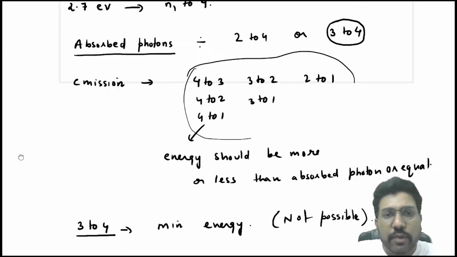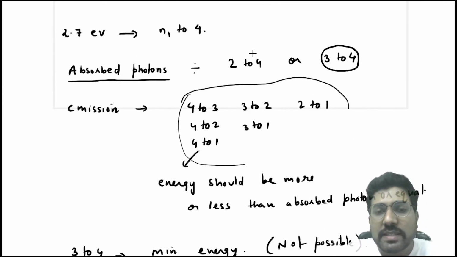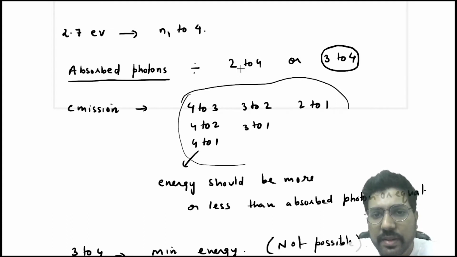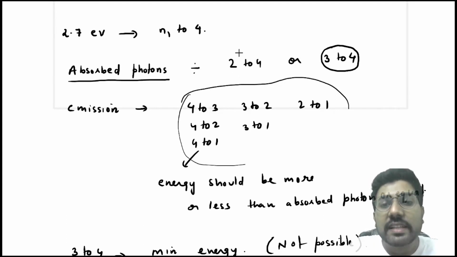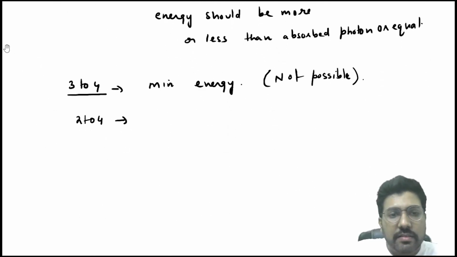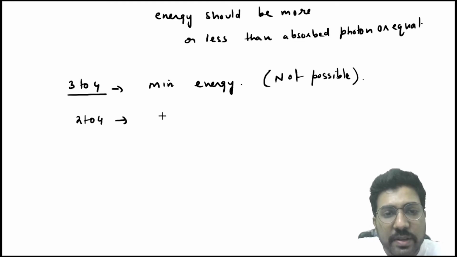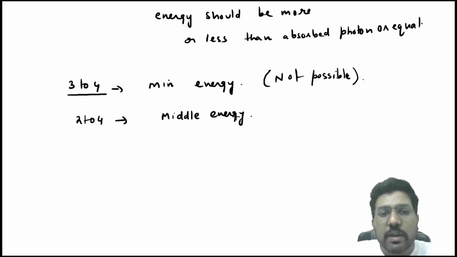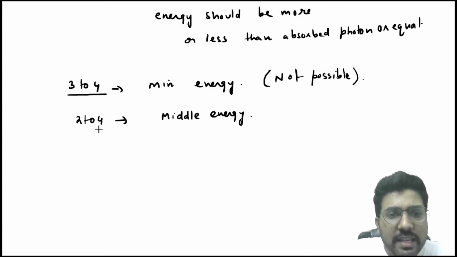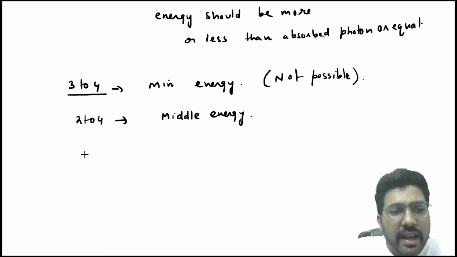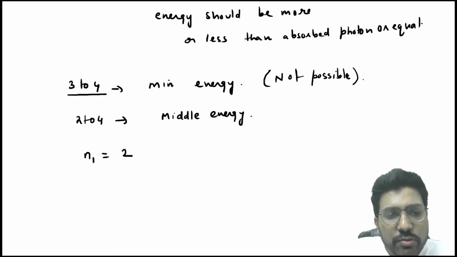So if you see from 2 to 4, then there will be some energies which are more than this, right? For example, 4 to 1, 3 to 1, 2 to 1, all these are energies more than this. Okay, and 4 to 3 is energy which is less than this. So definitely the answer should be 2 to 4. Because this is the middle energy, in the emission spectrum there will be energy which is more than this and energy which is less than this. So you will say that the value of n1 has to be 2, right?